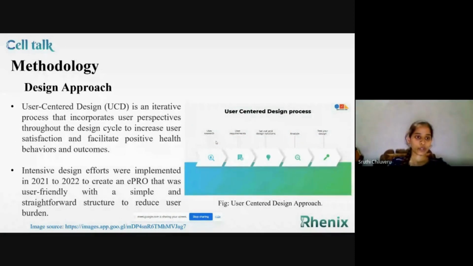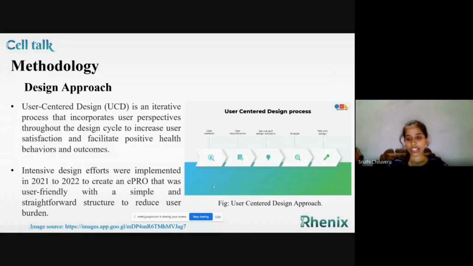When it comes to the design approach, the design is completely user-centered. It is an iterative process. It incorporates the user's perspective throughout the design cycle. It increases user satisfaction and facilitates positive health behavior and outcomes. Intensive design efforts were implemented in 2021 to 2022 to create an EPRO that was user-friendly, with a simple and straightforward structure to reduce user burden.